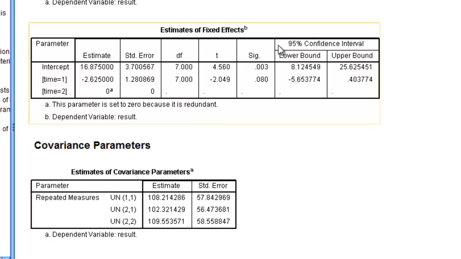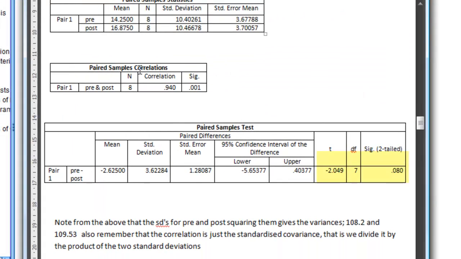If we look at the estimates of fixed effects, notice we have a row for time equals 1, and we've got a t-value of minus 2.049. The significance value, that's a p-value of 0.08. Now if we compare that with what I had before when I carried out a paired t-test, we had a t of minus 2.049 and a p-value of 0.08, which is exactly the same.